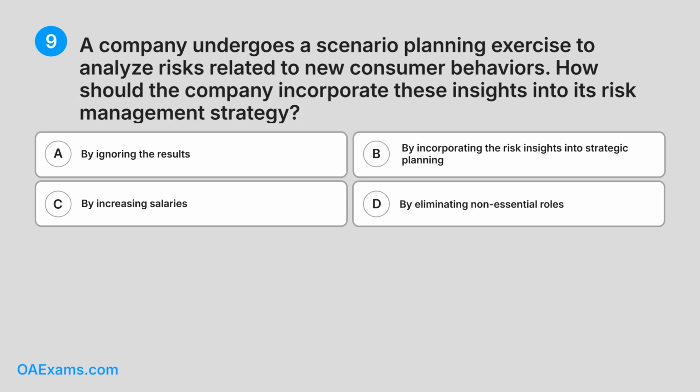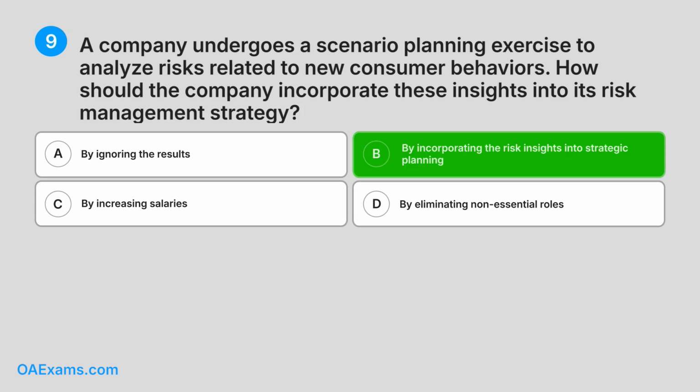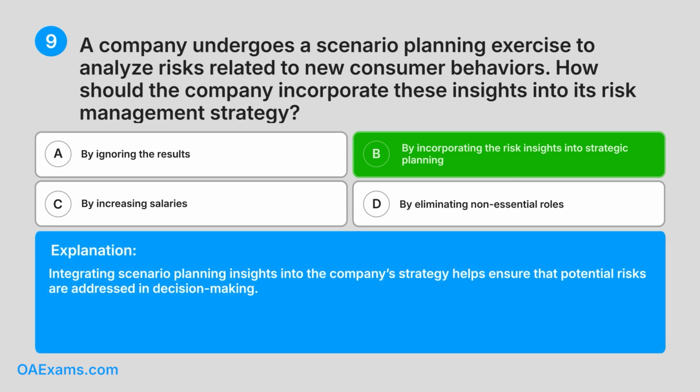Correct answer. B. By incorporating the risk insights into strategic planning. Explanation. Integrating scenario planning insights into the company's strategy helps ensure that potential risks are addressed in decision-making.